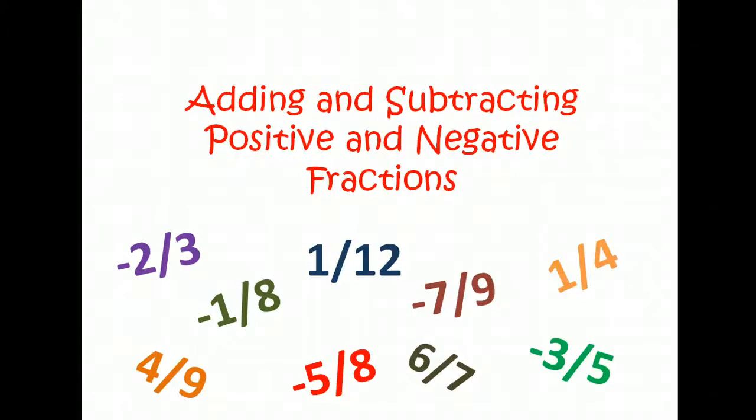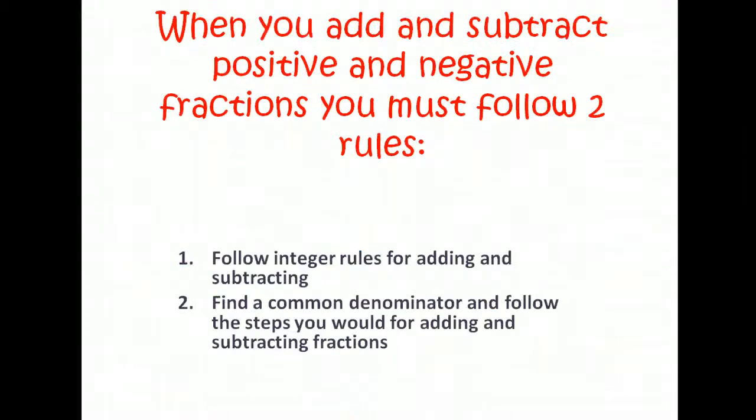Today we're going to look at adding and subtracting positive and negative fractions. When you add and subtract positive and negative fractions, you must follow two rules. Number one, you must follow the integer rules for adding and subtracting. Second, you must find a common denominator and follow the steps that you would for adding and subtracting fractions. So once you follow those integer rules, it's just like adding and subtracting fractions like you're used to.